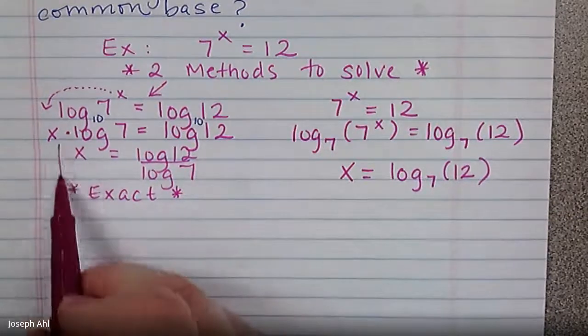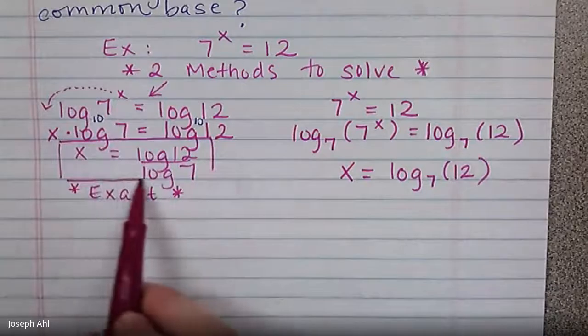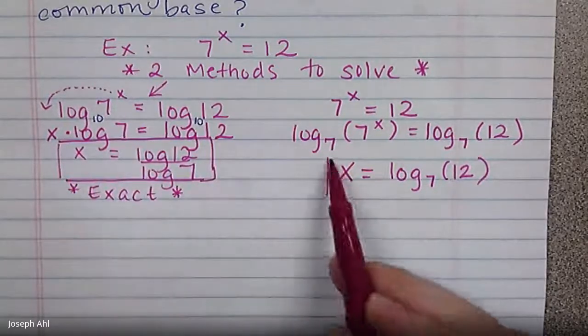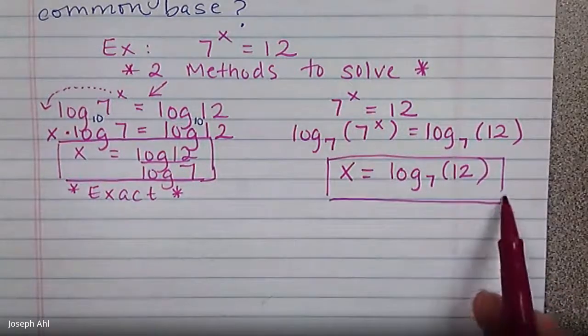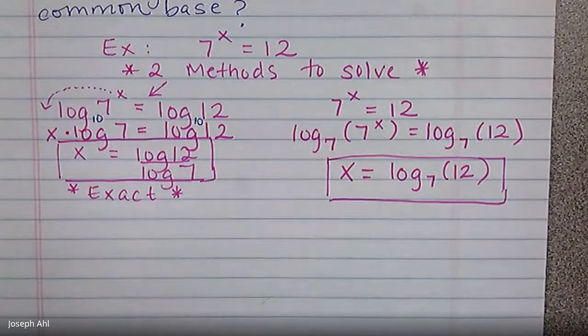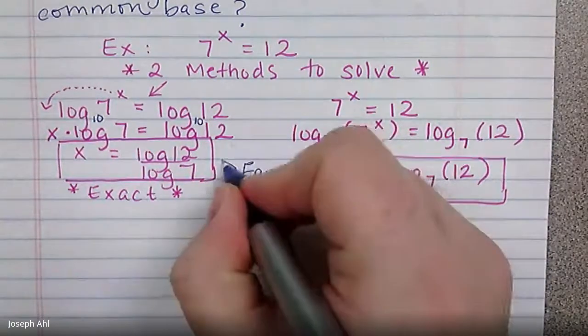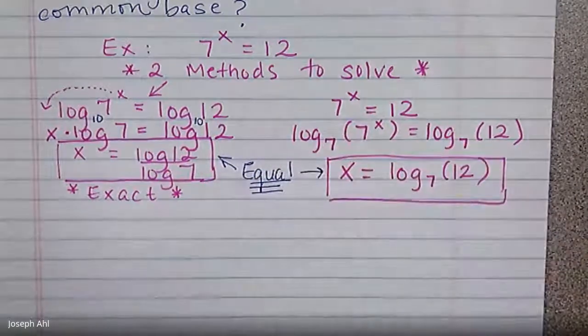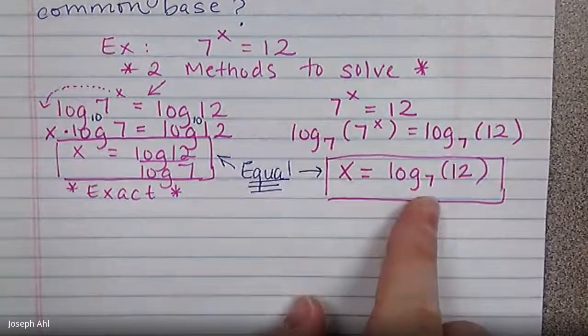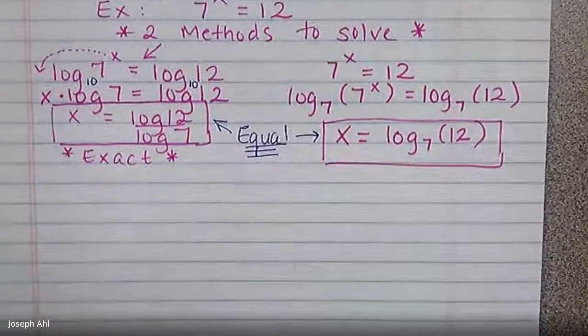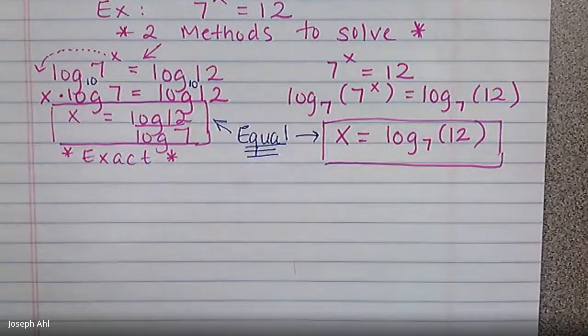And what I want you to do is look at these two answers. And notice that although their appearance looks different, these two answers are in fact equal to each other. Okay, so they look pretty different, but log 12 over log 7 is the same thing as saying log base 7 of 12. And next time we're in class, maybe I'll even show you a way to prove that on the calculator. But what this kind of leads us into is what's called the change of base formula.